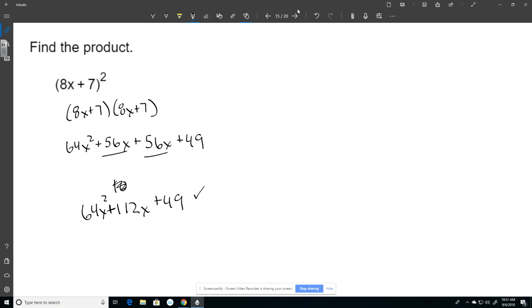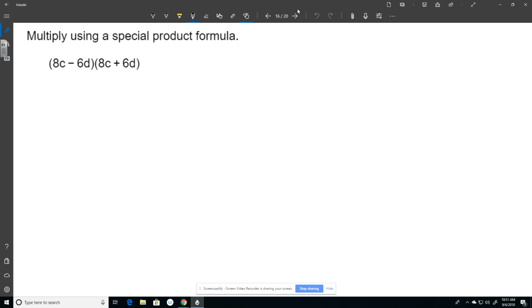If you remember the shortcut, if it's something squared, you square the first number, 8x squared is 64x squared. You square the last number, 7 squared is 49. And in the middle, I have to multiply the first number, the last number, and then multiply those times 2. So 8 times 7 is 56, times 2 is 112x, which is the same answer I got down here. Either way, shortcut or long way, you get the same answer.